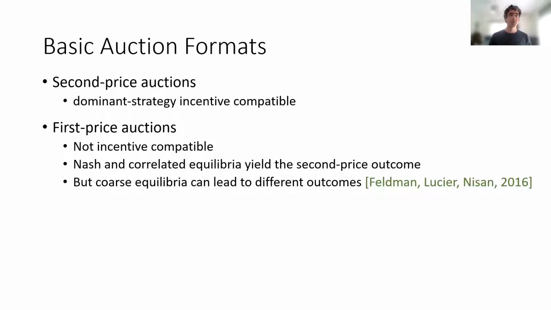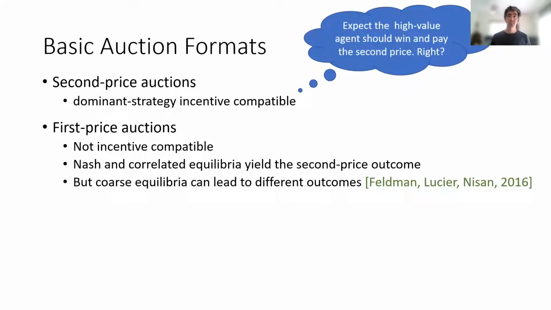And the types of auctions we look at are second price and first price auctions and their generalized versions. The second price auction is known to be incentive compatible. And so perhaps it would be natural to expect that we'll get the second price outcome, meaning that the player with the higher value is going to win and is going to pay the second price. Now, the first price auction is not incentive compatible, but it is known that its Nash and correlated equilibria all yield the second price outcome. But it's also known that this auction has other coarse equilibria. Some of them are even not efficient.